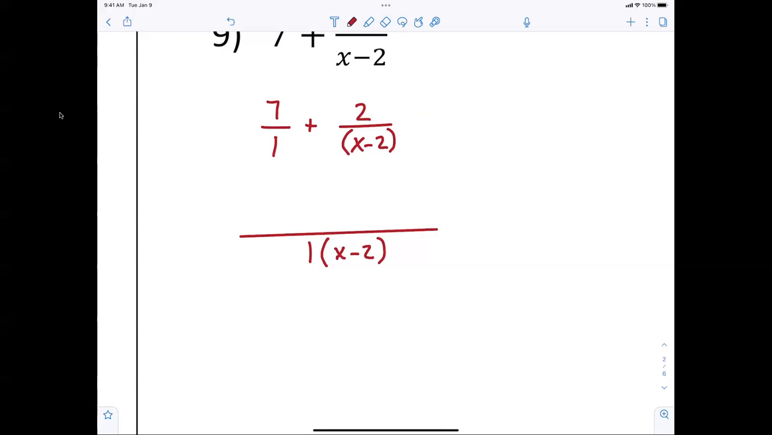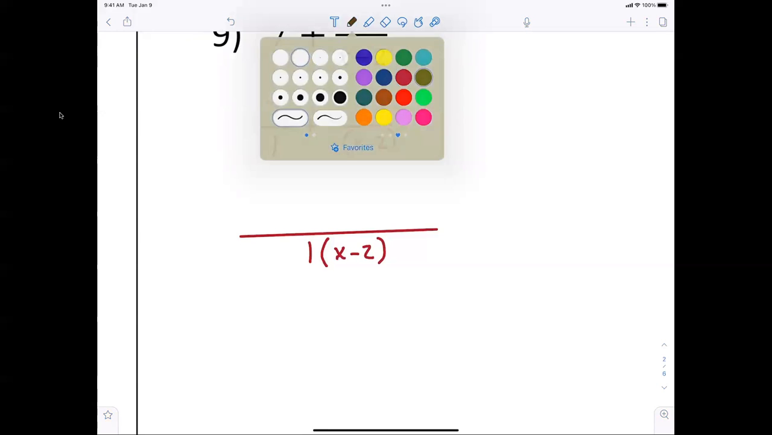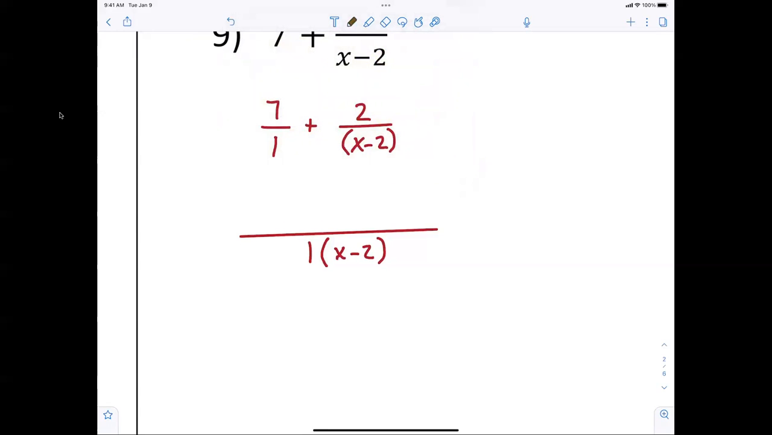All right. So now the first fraction. What am I multiplying the first fraction by? I'm multiplying by x minus 2. The reason why I'm doing that is because now the denominator is what? X minus 2. So showing all of my work, I'm going to go ahead and just put 7 parentheses x minus 2.